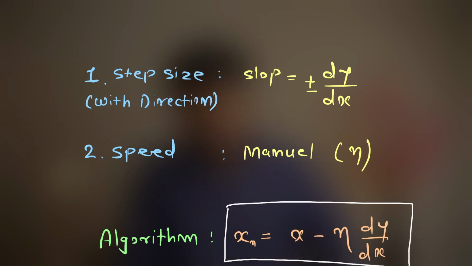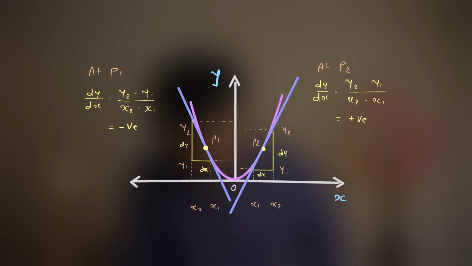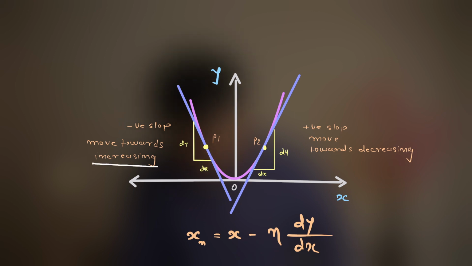Now see this, if we want to find the slope at P1, then it can be calculated like this: y2 minus y1 upon x2 minus x1. And for the point P, dy by dx is equal to y2 minus y1 upon x2 minus x1. At P1, if we calculate the slope, then it will have a negative value. And at P2, if we calculate it, then it will have a positive value. So at P1, if we have negative slope, then we will move towards increasing direction of x. And at P2, if we have a positive slope, then we will move towards decreasing direction of x.